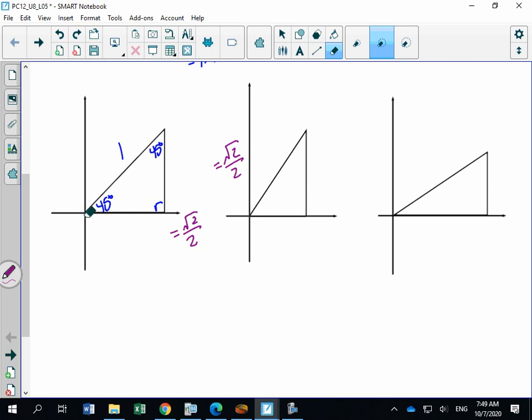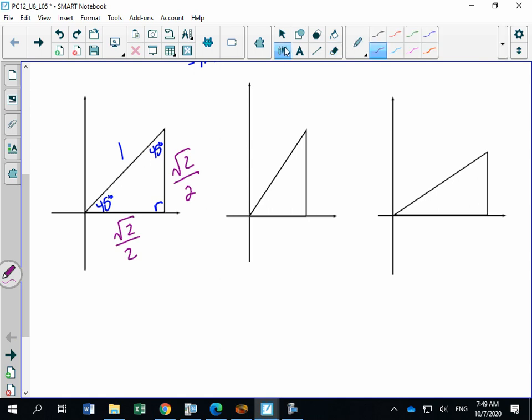And now my x length is root 2 over 2, and my y length is root 2 over 2. And that's how you generate the x and y coordinates on a 45-degree triangle. What's eventually going to happen is I'm going to say, what is this point on the unit circle? So that point is the x value. What's this x value? That x value is root 2 over 2. What's the y value? Root 2 over 2.